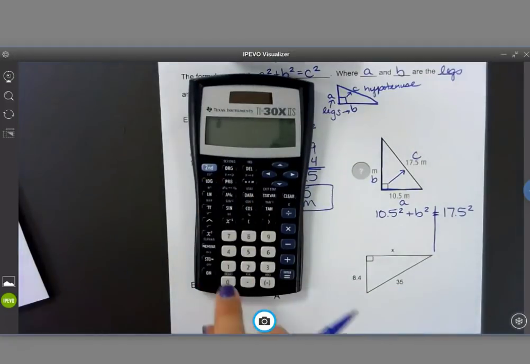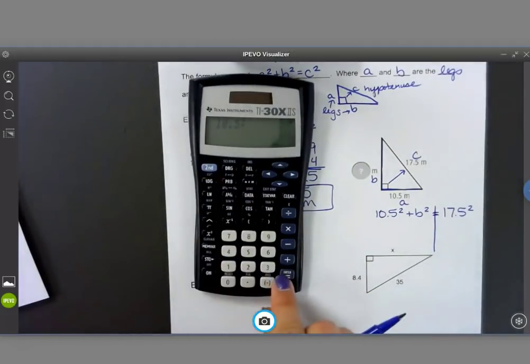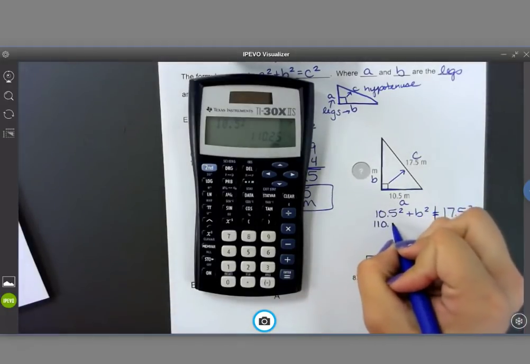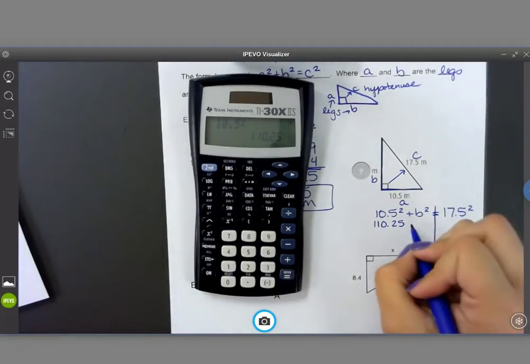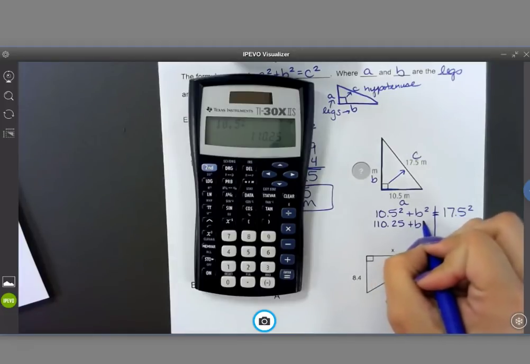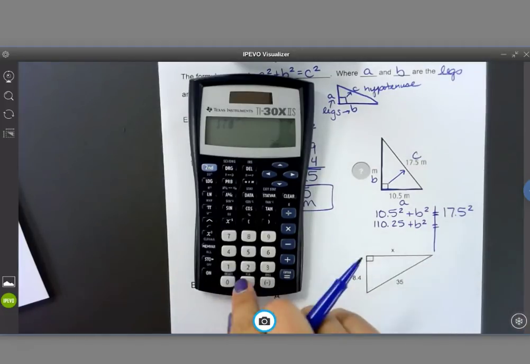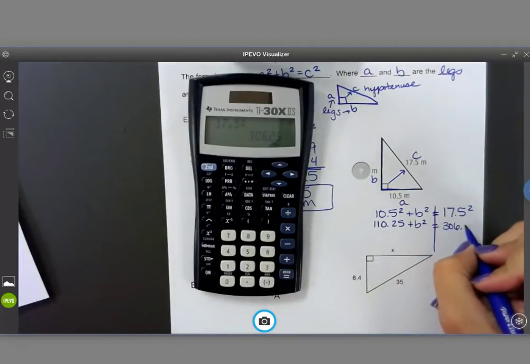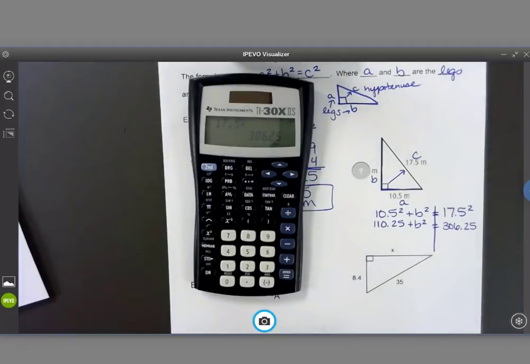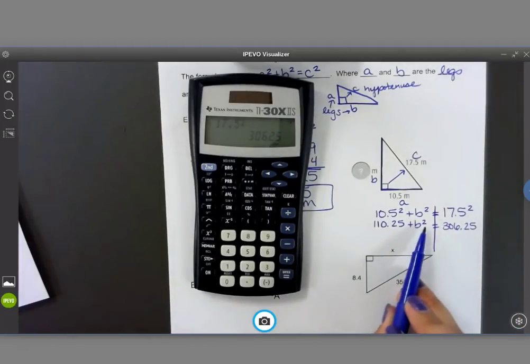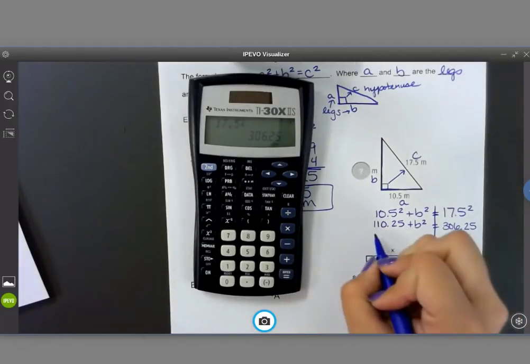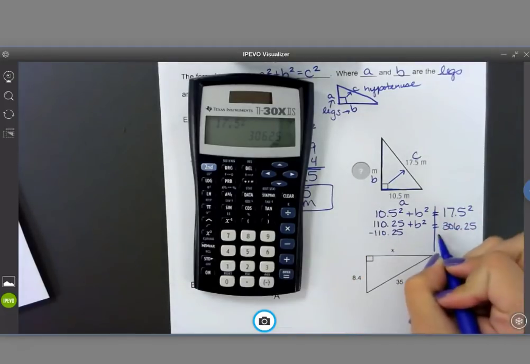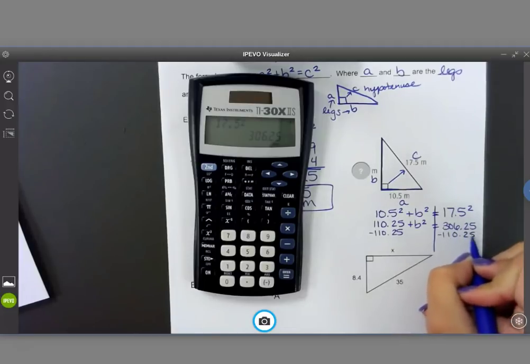So again, we do the basic math, 10.5 squared. Remember, do not round until the very end. So we get 110.25 plus B squared equals 17.5 squared, which is 306.25. I've got to get that B squared by itself, so I have to move this positive 110.25 by subtracting it to the other side.